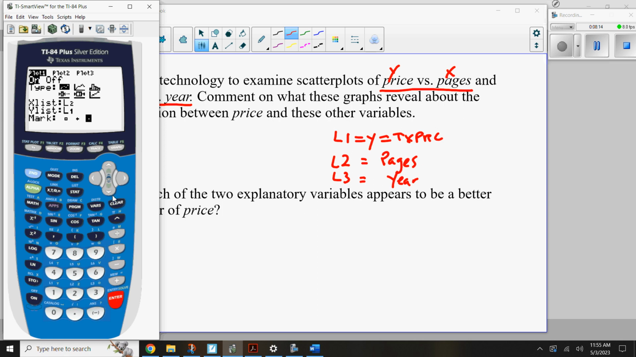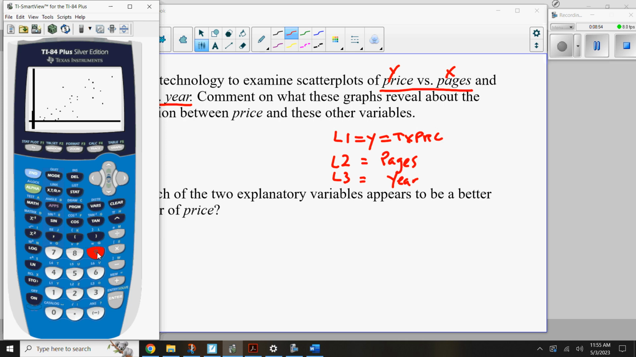So I'm going to turn it on. I'm going to go down, and I have the scatter plot icon highlighted. My list is in fact already L2, so I would put in L2 if I wanted to. If there was nothing there, I would go Second 2 for L2. And then my Y list is L1, so again, if I didn't have anything there, I would go Second 1. Then I'm going to pick a mark, and I kind of like these tiny dots now. I didn't used to. And then I'm going to go Zoom 9. And here's the scatter plot of price versus pages.